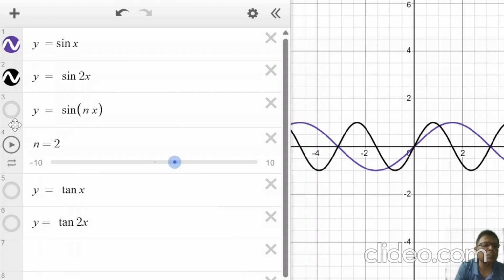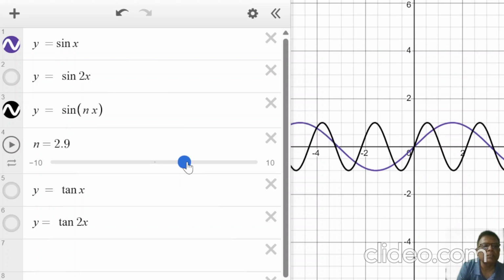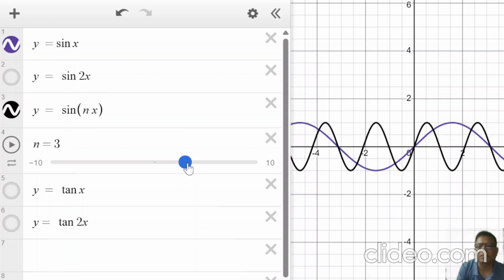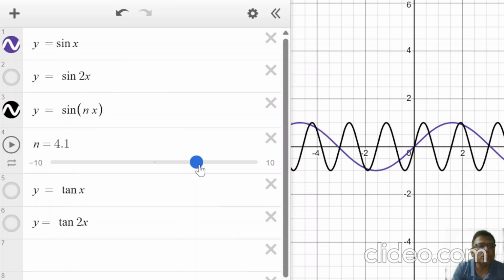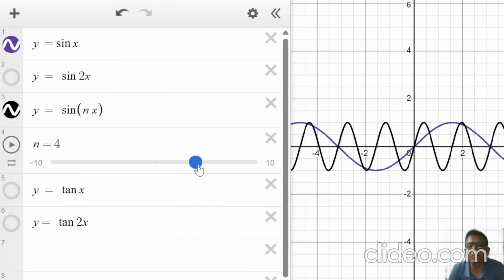So take an example of a variable multiplying factor. Suppose the variable multiplying factor n is 2. Then it becomes the same curve. Suppose you are giving it 3, so 3x. Then again the period is further reduced. The period will be 2 pi by 3. So now 4. Then what period has it become? It has become 2 pi by 4, that means pi by 2.